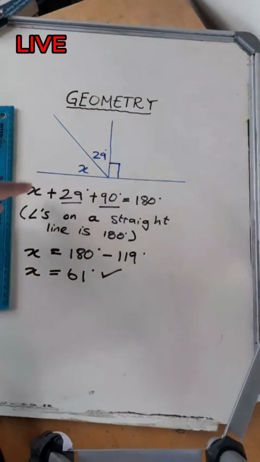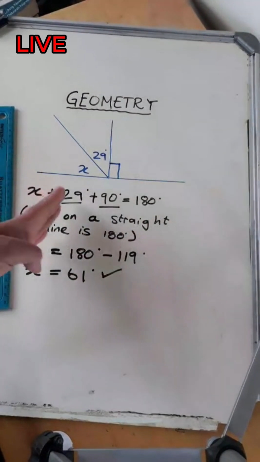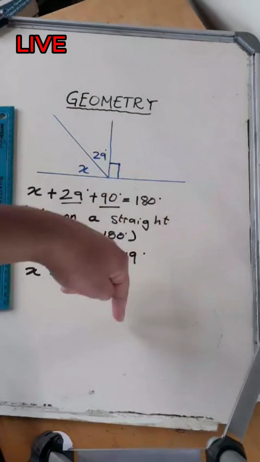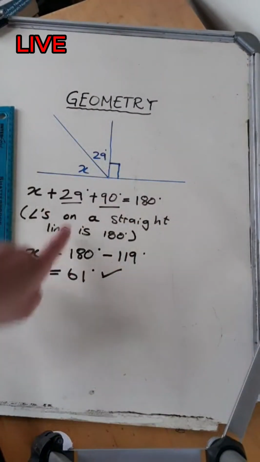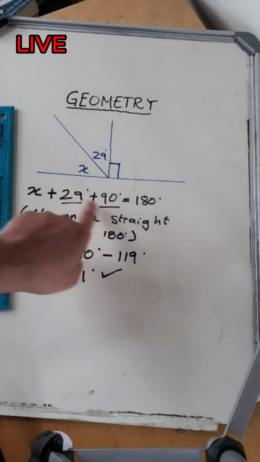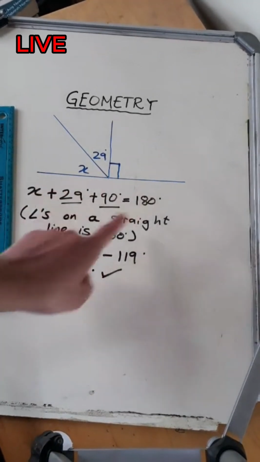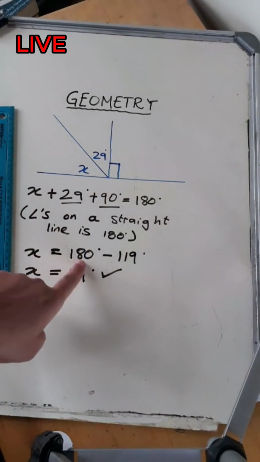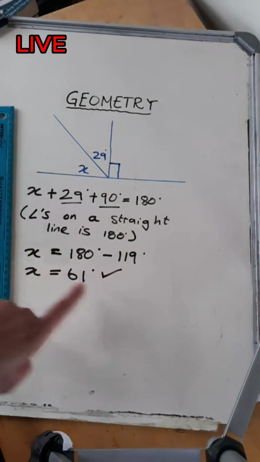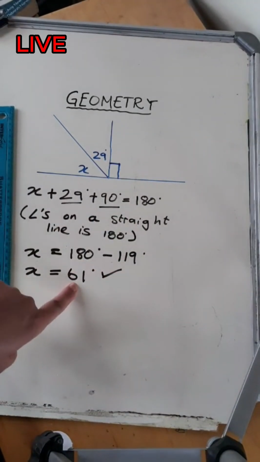So that means I only want the x value, and all the other stuff is going to be on the right side. So as you can see, what I did was I added this together, so that's going to be 119, and I'm going to subtract 119 from both sides. So that's why I have 180 minus 119, and I get my x is equal to 61.